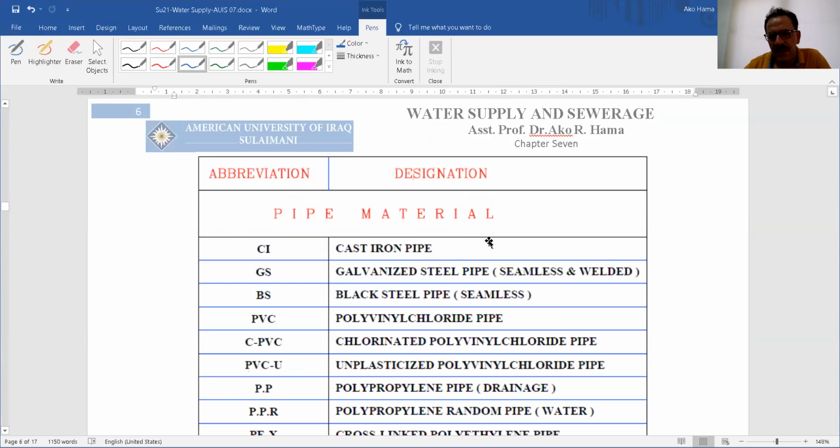Here is the diameter. When you are going to draw drawings, you have to use these symbols inside your drawing. For example, you have to tell the customer that this pipe is CI, which is cast iron, GS, which is galvanized steel, and BH, the black steel pipe. Black steel pipe means seamless. It's used for the gas supply, and PVC, which is polyvinyl, and so on.